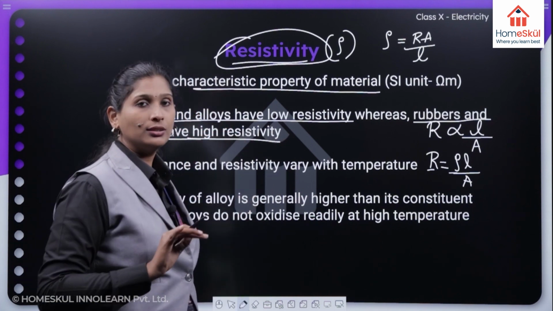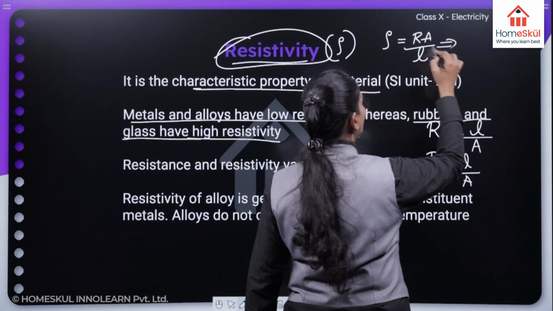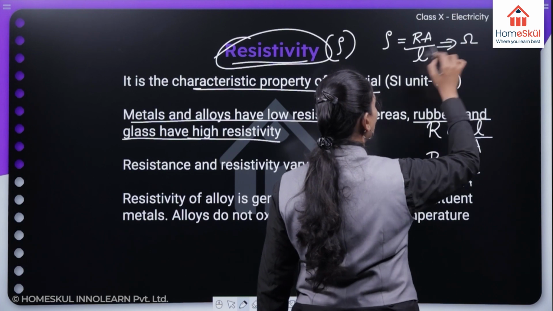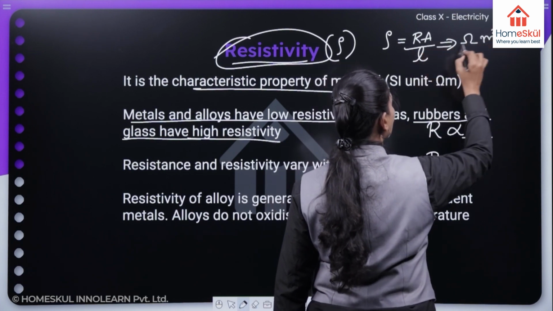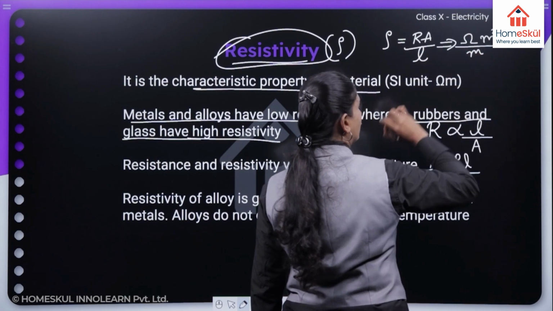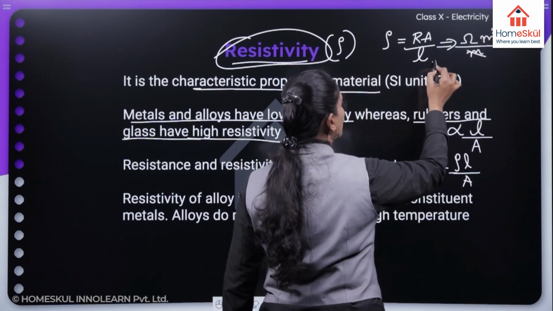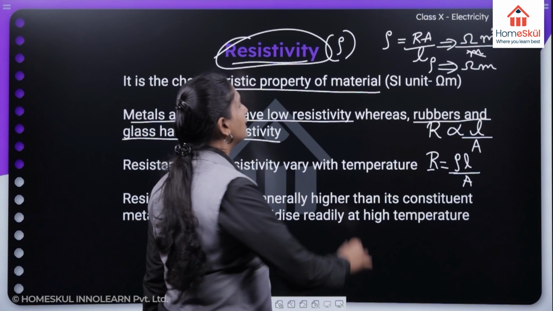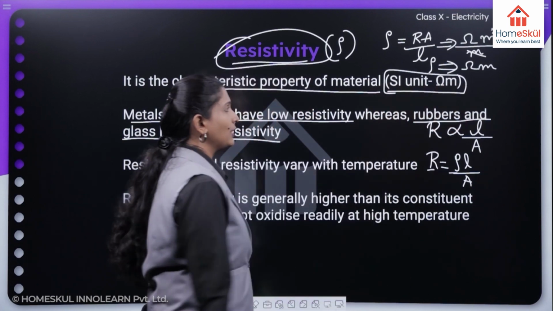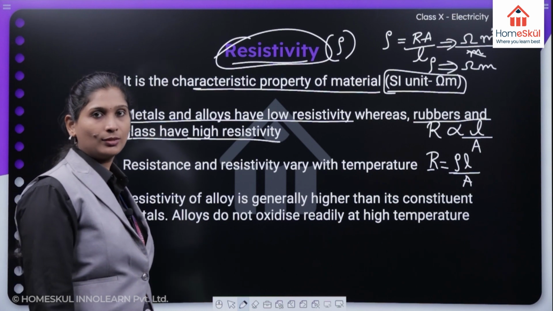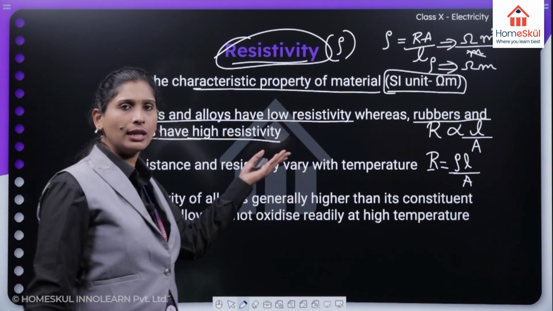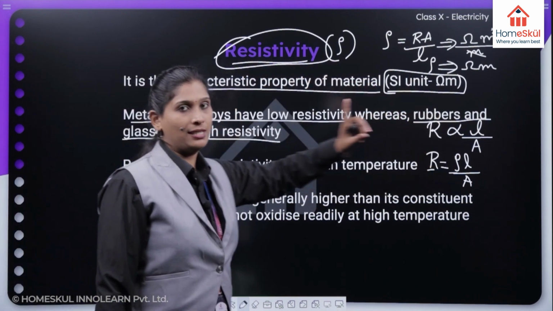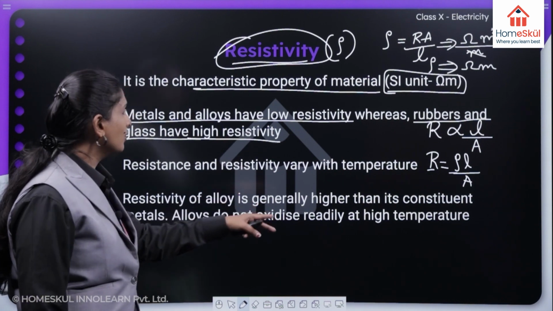Now, what would be the unit of it? Let's check. For that, let's substitute the units of each and every quantity, which is what we usually do. Resistance, its unit is ohm. Area means meter square, divided by length means meter. So, one meter cancels. So, rho has the unit ohm-meter. That is the SI unit of resistivity, ohm-meter. You need not learn it by heart. Just by substituting, you will get the unit. So, that is about the resistivity.